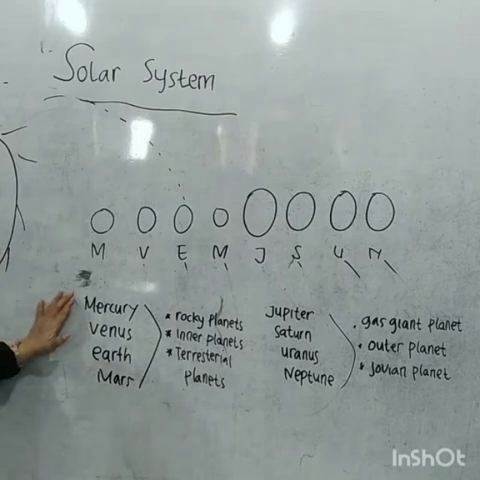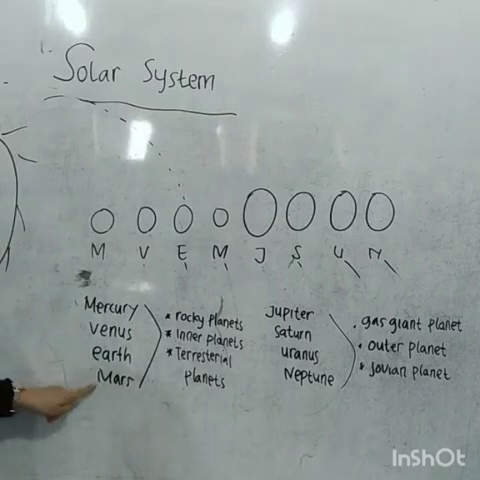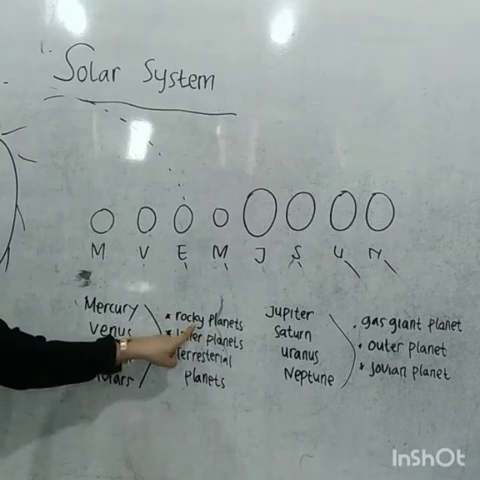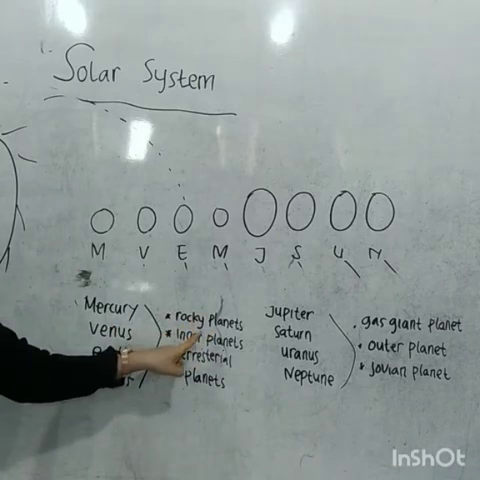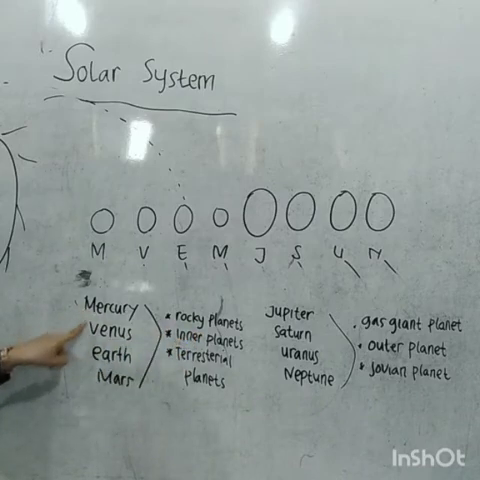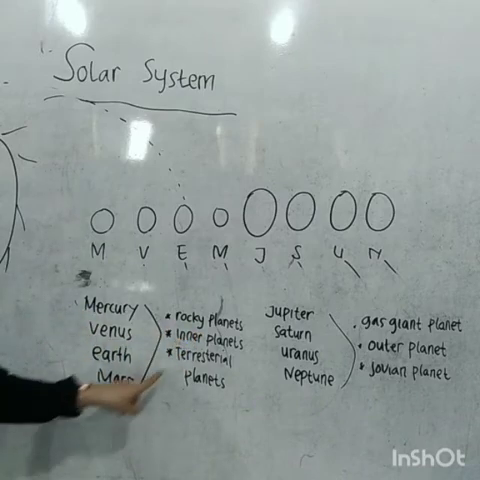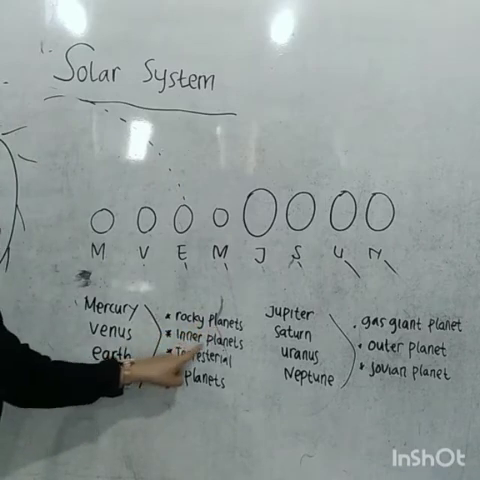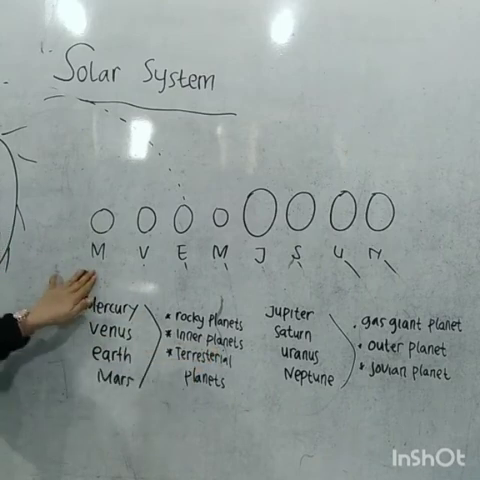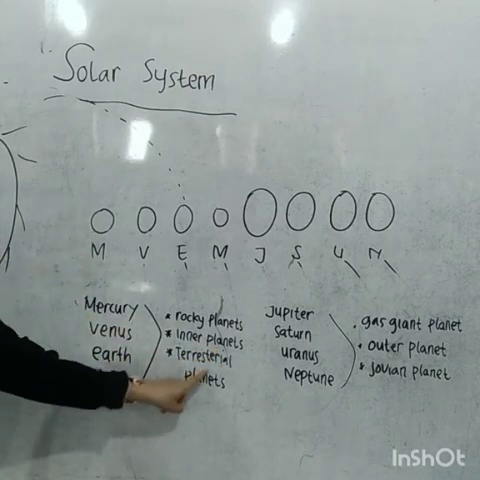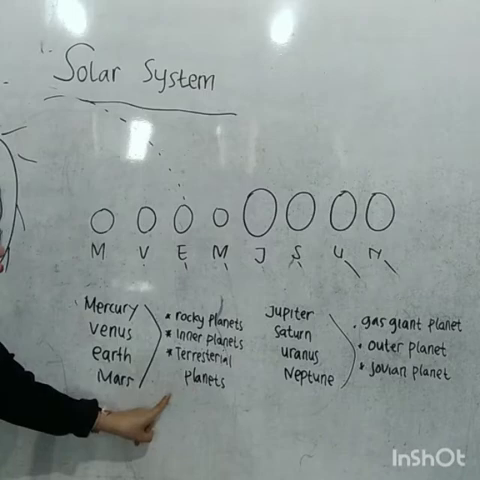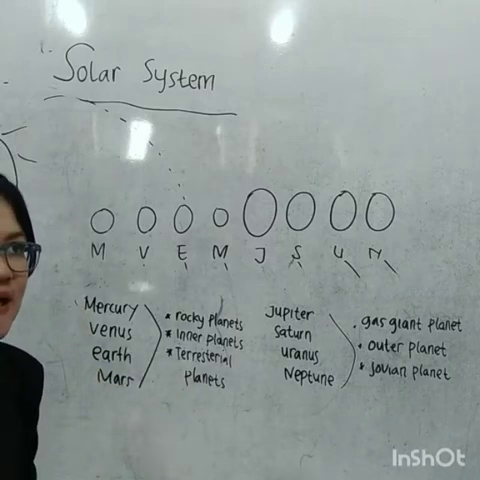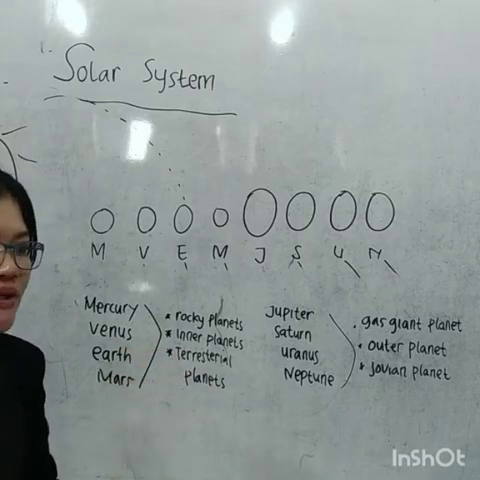So we can call Mercury, Venus, Earth, Mars rocky planets. Ini adalah planet-planet yang memiliki bebatuan ya. Jadi Mercury, Venus, Earth, Mars can be called rocky planets. They can also sometimes be called inner planets. Inner planets itu planet dalam. They can also be called terrestrial planets. Or one more, they can be called planets that are closer to the sun.